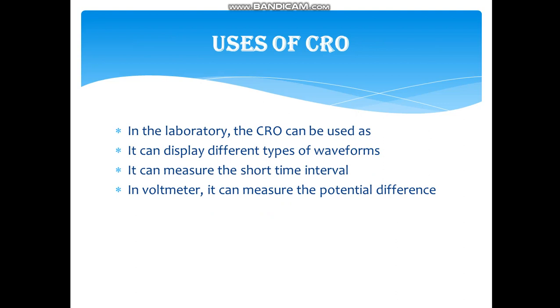And finally let's see what are the uses of CRO. So actually, in the laboratory, it is used to display different types of waveforms. So this is the major use. After that, it can measure short time intervals. Then as a voltmeter, it can measure the potential difference. So these are all the uses of CRO.